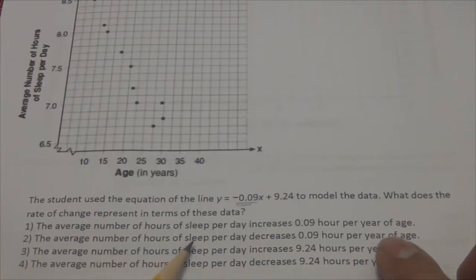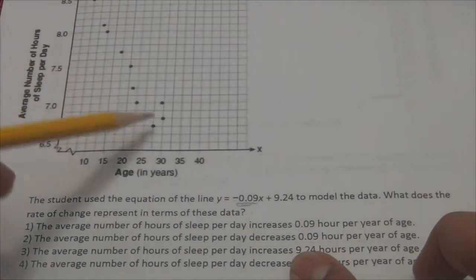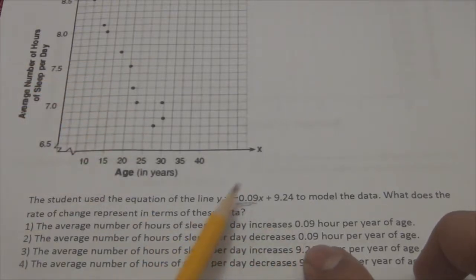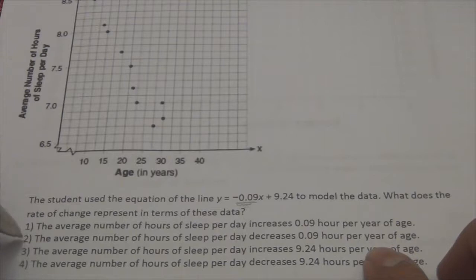The average number of hours of sleep per day decreases by 0.09 hour per year of age. Yes, that's correct. So the answer is 2.